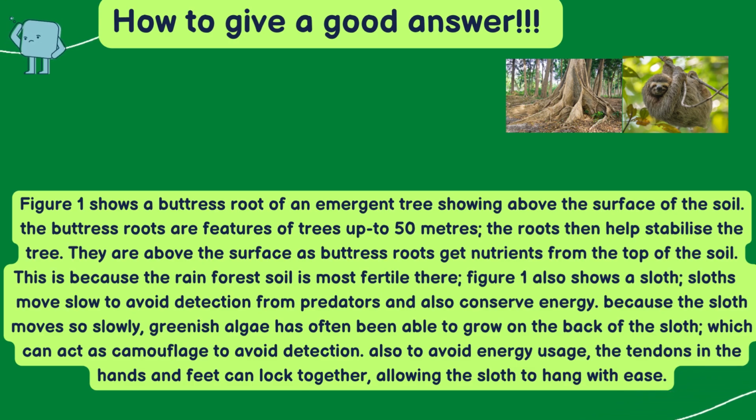Figure 1 also shows a sloth. Sloths move slow to avoid detection from predators and also conserve energy. Now, because the sloth moves so slowly, greenish algae has often been able to grow on the back of the sloth, which can also act as a camouflage to avoid detection. Also, to avoid energy usage, the tendons in the hands and feet lock together. This allows the sloth to hang with ease without using too much energy.